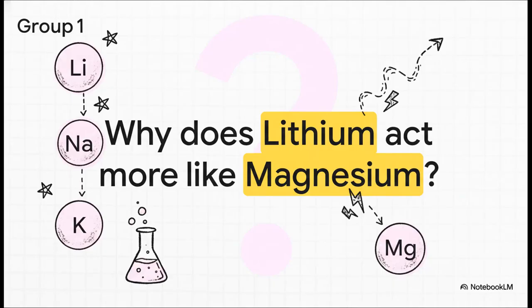Okay, let's take a look at lithium. It's sitting right there in group 1, so it should be best buddies with sodium and potassium. But here's the weird part. It acts a lot more like magnesium, which is over in a completely different group. Now, that's not supposed to happen. So what's the deal here?